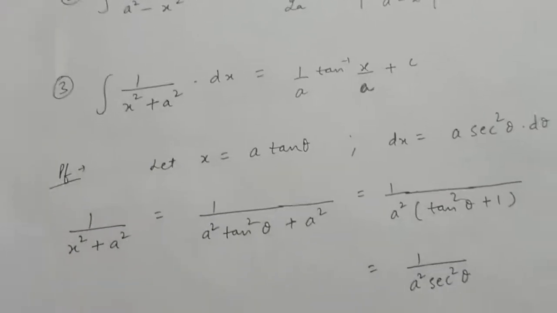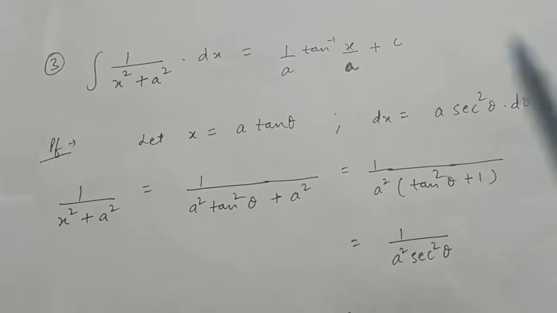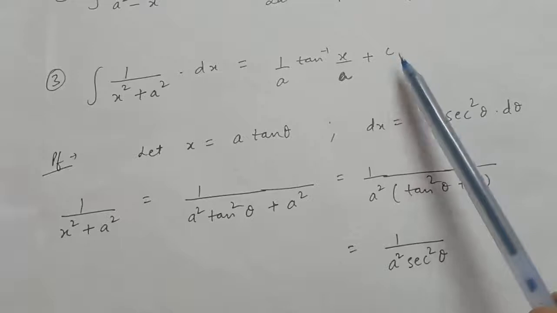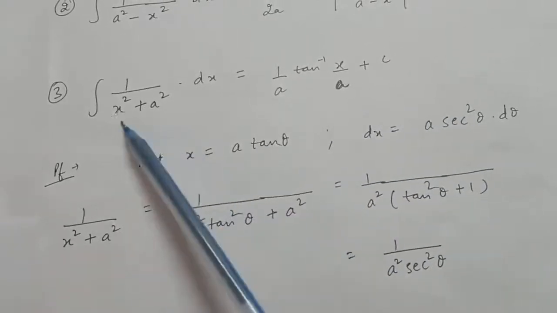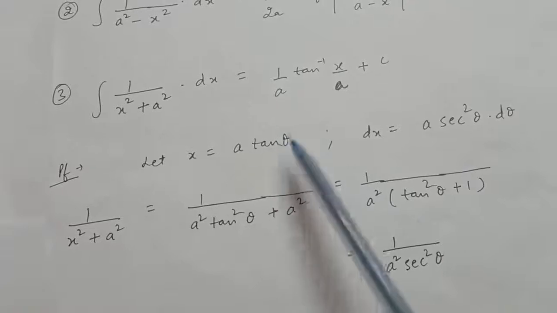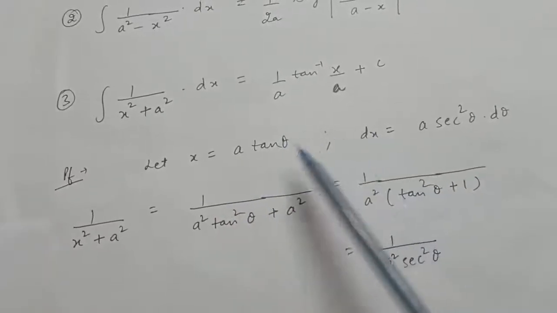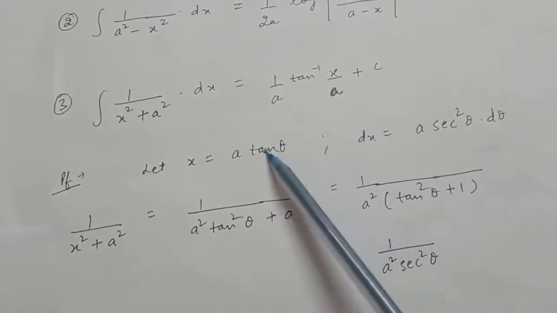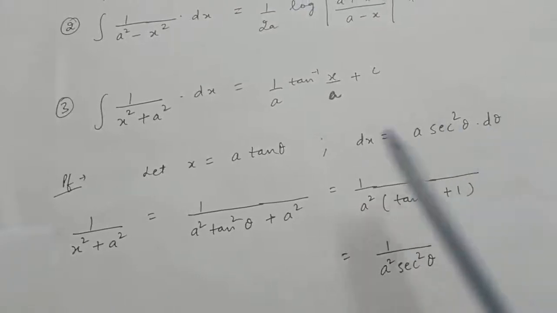Now the integral of 1 upon x square plus a square into dx is 1 by a into tan inverse x by a plus c. See the proof of this. Let x be a tan theta. Then after differentiating both the sides, this will be dx and this will be a as it is. The derivative of tan theta is secant square theta into d theta.